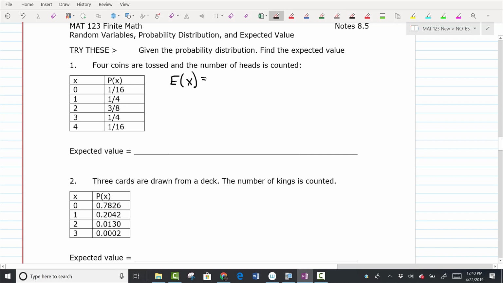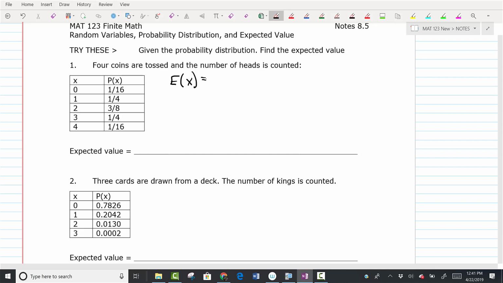All you do on this expected value is you do this. You do 0 times 1/16 plus 1 times 1/4 plus 2 times 3/8 plus 3 times 1/4 plus 4 times 1/16. So you want to write that out on your paper and then go to your calculator to get that final answer on that.